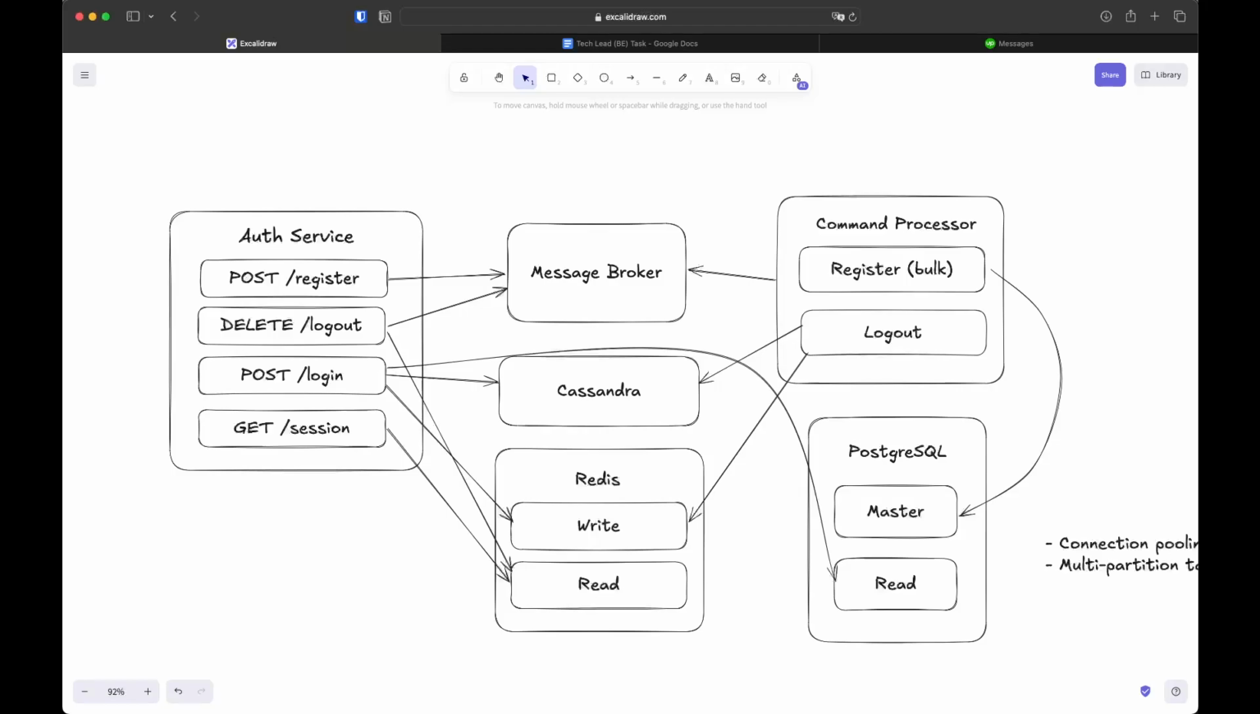However, we can achieve some partitioning or scalability of Postgres by sharding, or by separating writes from reads by creating read replicas.